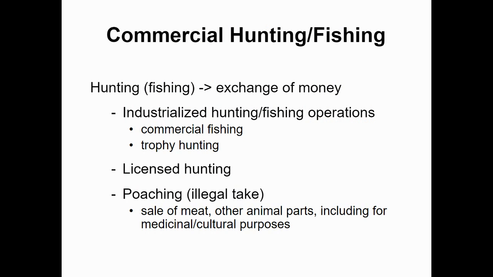Another aspect of overexploitation is commercial hunting and fishing, where there's an exchange of money to go out and hunt for trophy animals, trophy fish. That's sort of the industrialized type. With licensed hunting, you can go and get a license to fish salmon, and you're given a certain legal number that you're allowed to take. Poaching of the salmon, for instance, would be an illegal take if you are taking more than you're supposed to, or types of animals or parts of animals, and wasting other parts of animals. That's all under that illegal overexploitation.